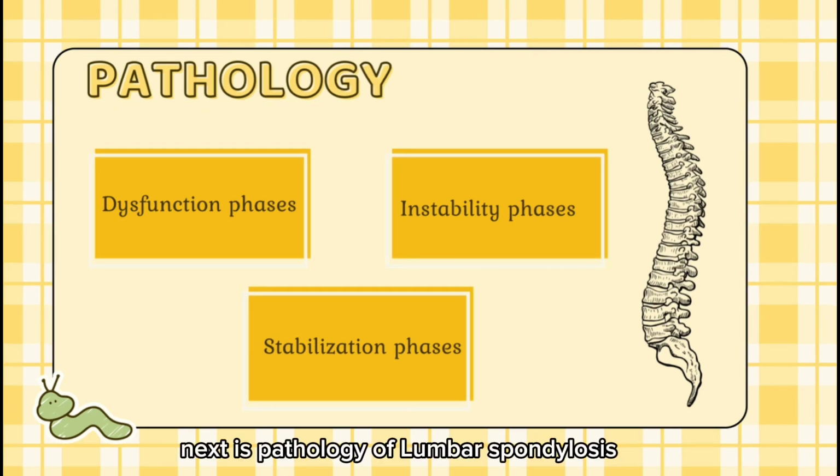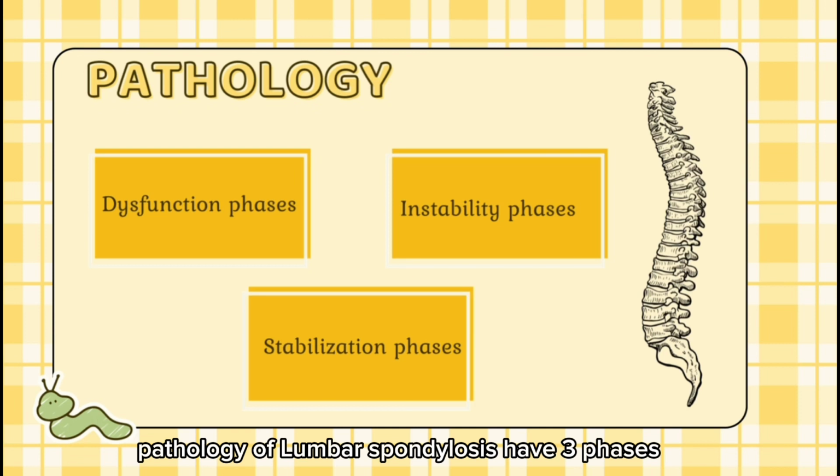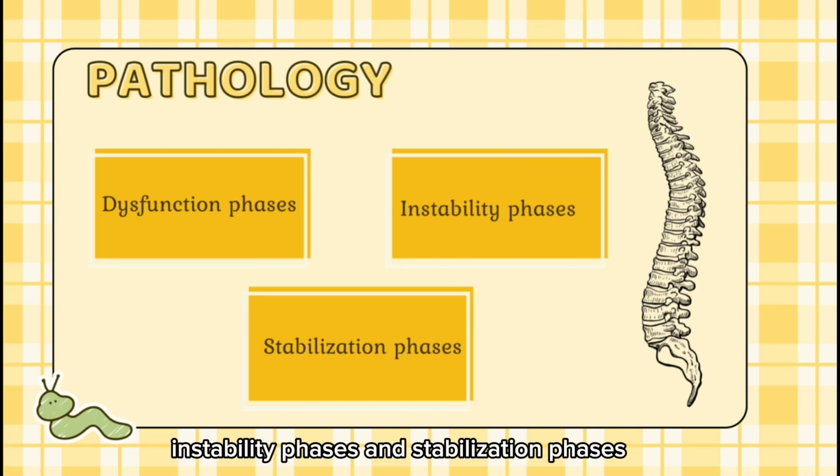Next is the pathology of lumbar spondylosis. The pathology of lumbar spondylosis has three phases, that is the dysfunction phase, the instability phase, and the stabilization phase.